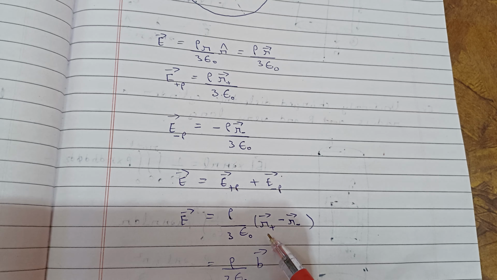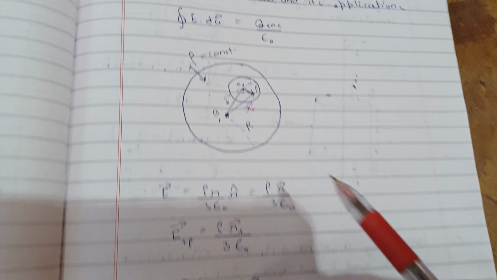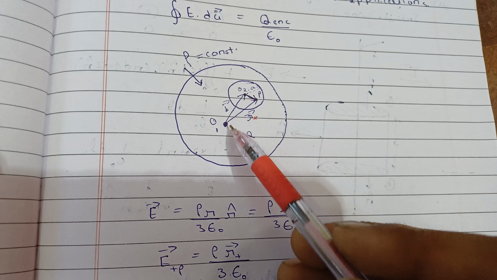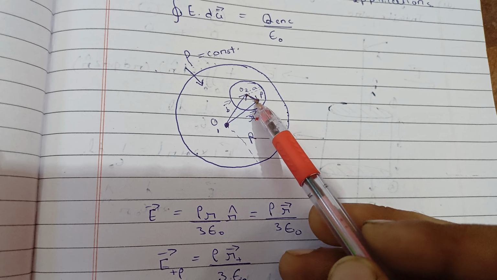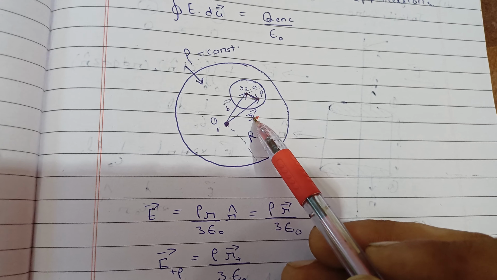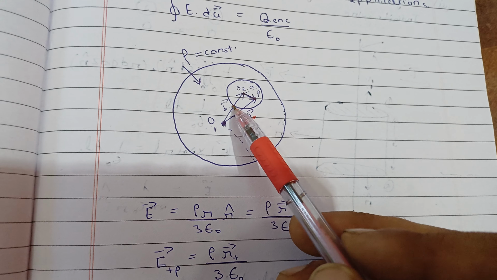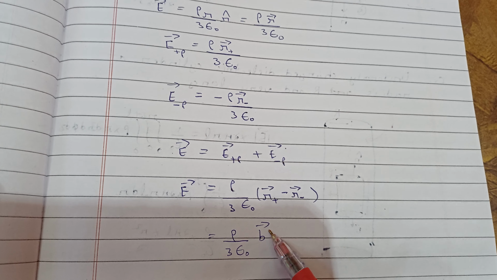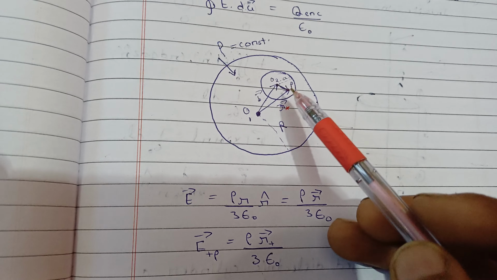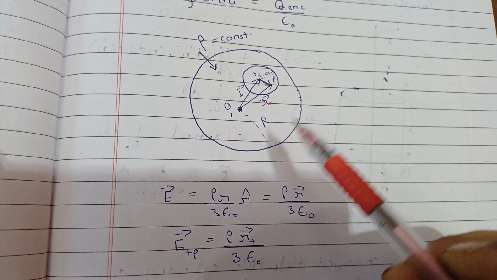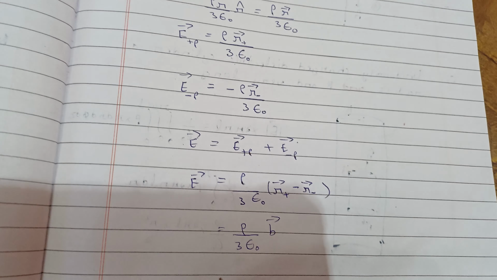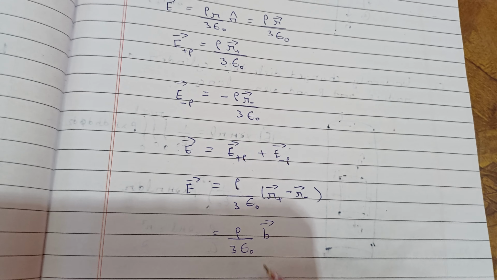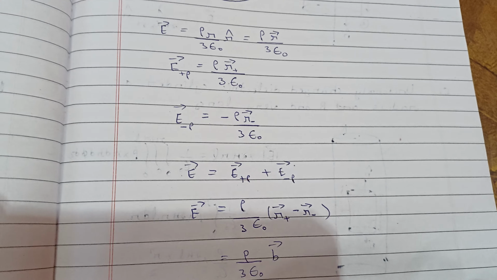Now it will give r plus minus r minus, and this r plus minus r minus will be equal to the vector B. How? Because r minus is equal to r plus minus B, so r plus minus r minus will be equal to B. So the total electric field at any point P inside the cavity due to this dielectric sphere will be equal to rho by 3 epsilon naught times the vector B. I hope you understand this.